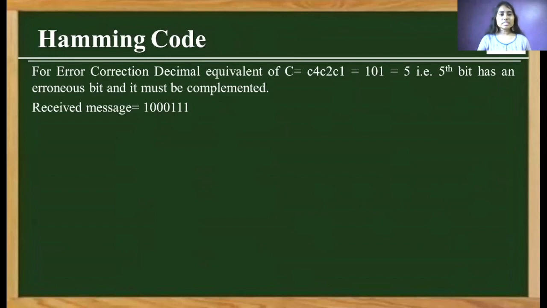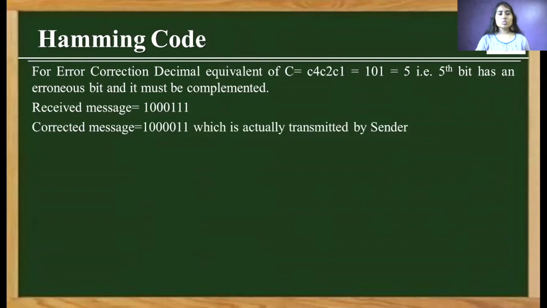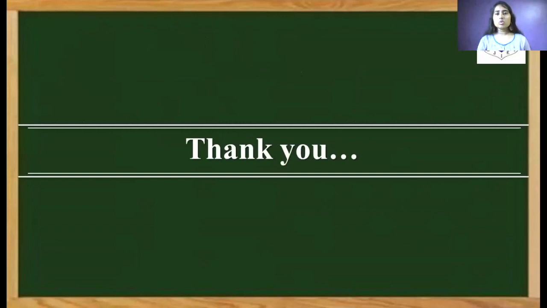Here we have the received message 1, 0, 0, 0, 1, 1, 1. Now as we know that the fifth bit is the erroneous bit, we can complement that bit. So here we have the correct message 1, 0, 0, 0, 0, 1, 1. And this is actually what was transmitted by the sender. So this is how the receiver can correct an error if any error occurs. So this is how error detecting codes and error correcting codes work.